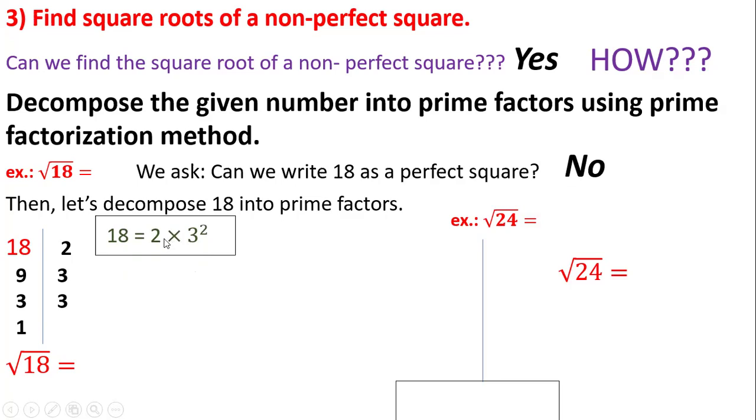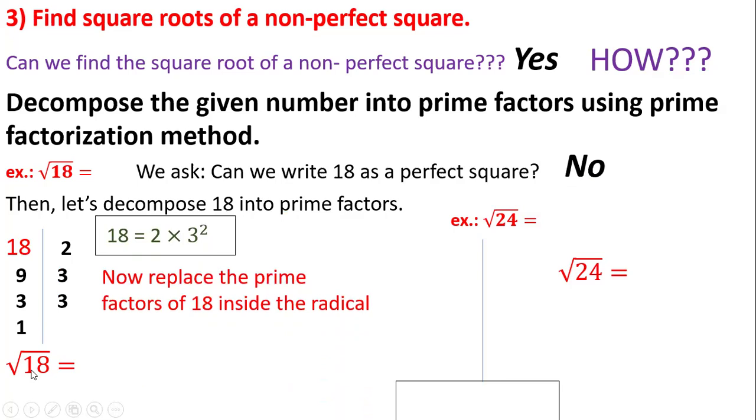Now, these prime factors, we replace them inside the radical of 18. So instead of 18, I write radical 2 times 3 squared. Now, does 2 have an exponent square? No, so I leave it inside the radical. Does 3 have an exponent square? Yes. So it comes outside the radical as a 3. So my answer is 3 radical 2.